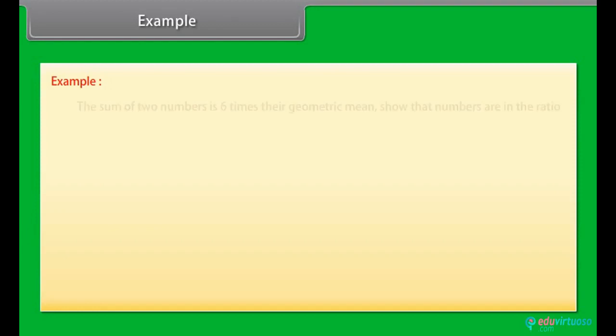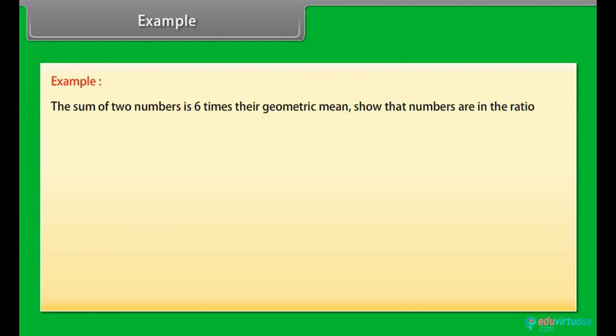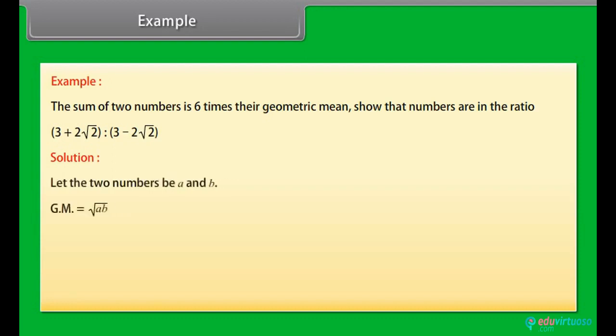Example: the sum of the two numbers is 6 times their geometric mean. Show that the numbers are in the ratio. Solution: let the two numbers be a and b. Geometric mean equals square root of ab. According to the given condition, a plus b is equal to 6 into square root of ab. Let it be equation 1.